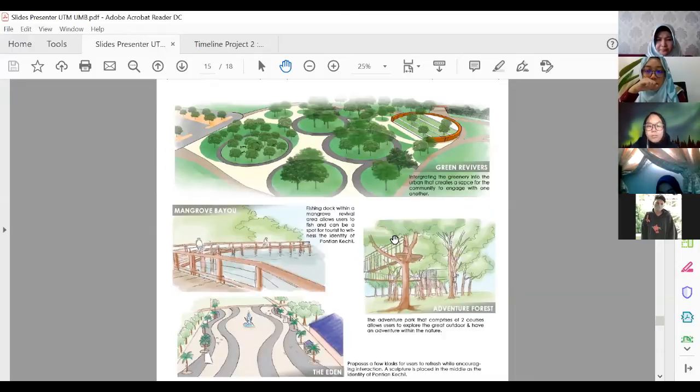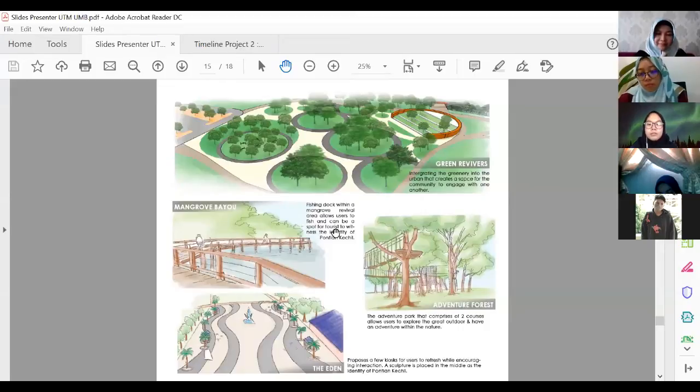Next is the mangrove bayou, which is a fishing dock within a mangrove revival area to allow the users to fish, and it can also be a spot for tourists to witness the identity of Pontian Kecil, which is a fishing town. Next is the adventure forest, which I propose to comprise two adventure courses. As I said just now, I propose to have 3 top obstacles and 3 climbers for the users to have an adventure within the nature.